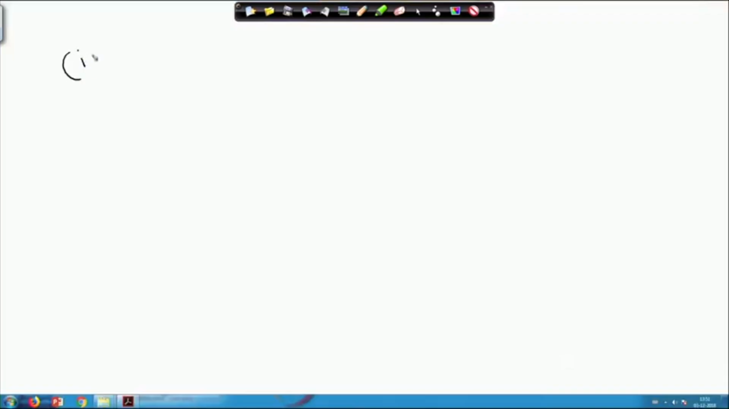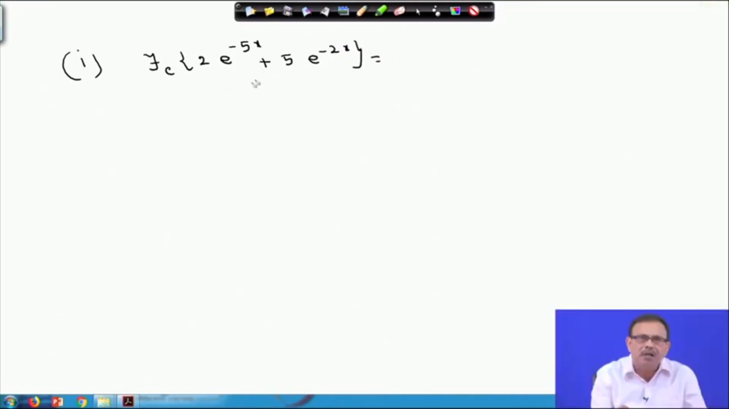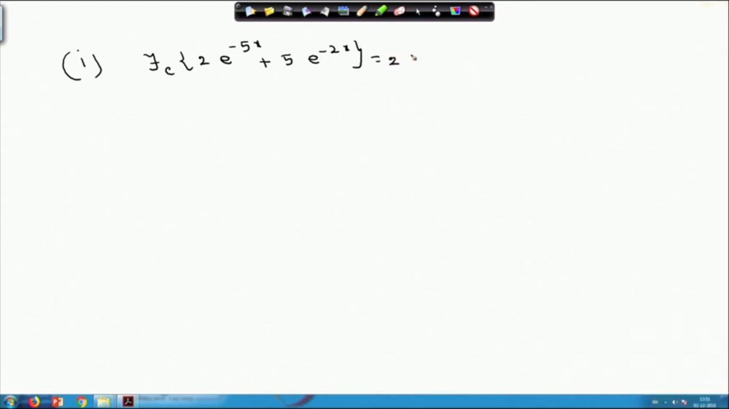So, first one is, we will find out the Fourier cosine transform of the function 2 e power minus 5x plus 5 e power minus 2x. This equals, always using the linearity property, you can write it as 2 into Fourier cosine transform of e power minus 5x plus 5 into Fourier cosine transform of e power minus 2x.